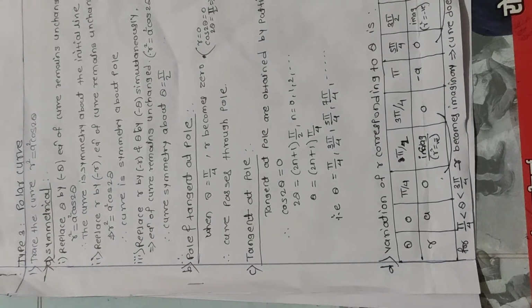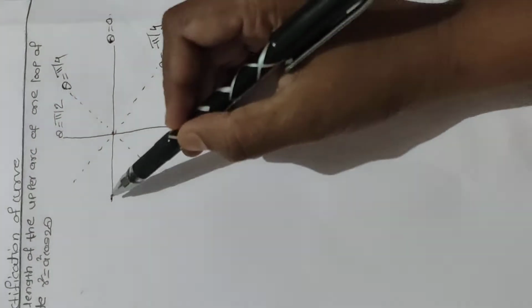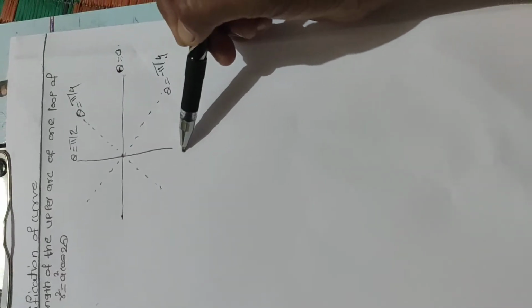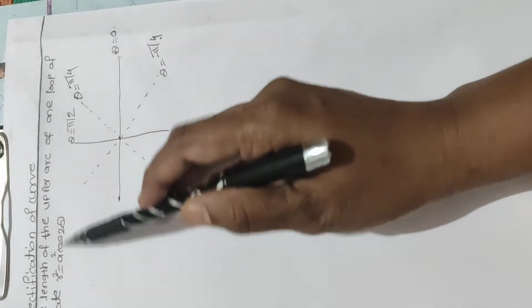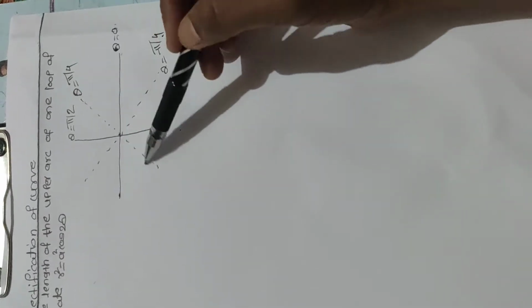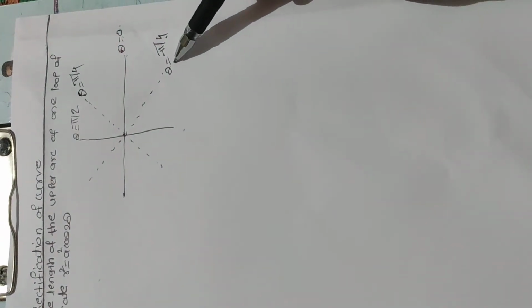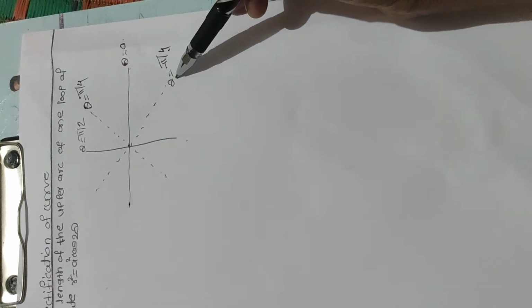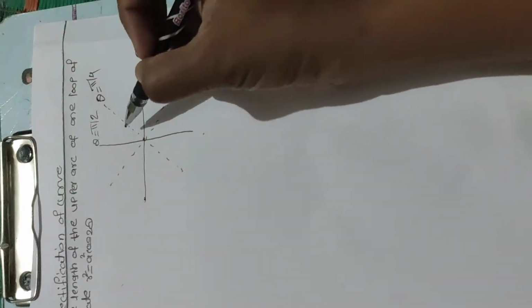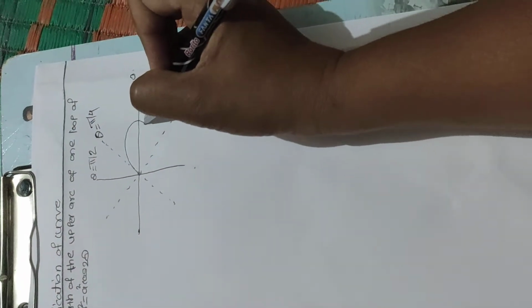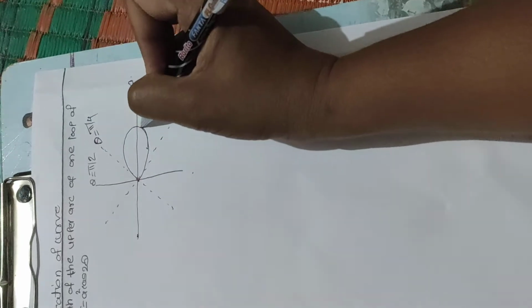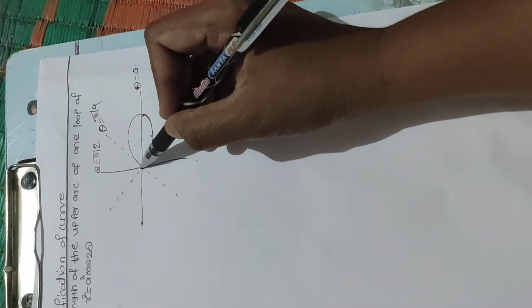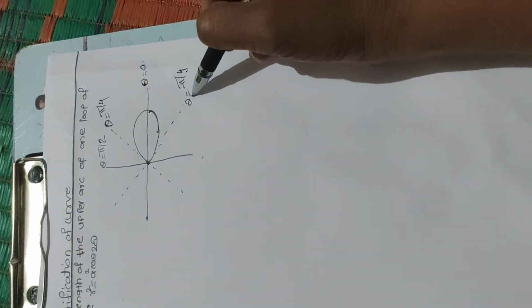And how to draw the curve? See here. This is the initial line theta equal to 0, that means the x-axis. This is theta equal to pi by 2, that is my y-axis. And what is the tangent at the pole for this curve? The first tangent at the pole is theta equal to pi by 4 and also theta equal to minus pi by 4. So theta equal to pi by 4 and minus pi by 4 are the tangents of this curve. Here we have to draw the loop. This loop passes through the pole, because our curve also passes through the pole, that means the origin. And these are the tangents at the pole, right?